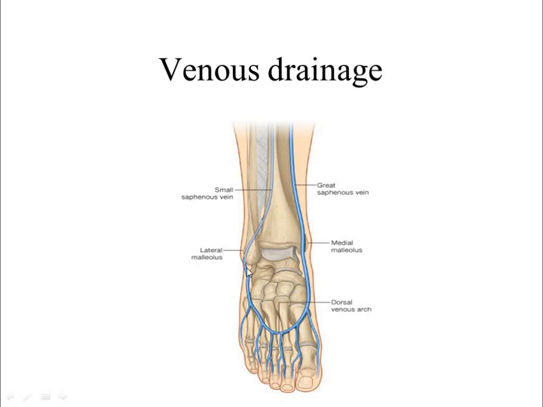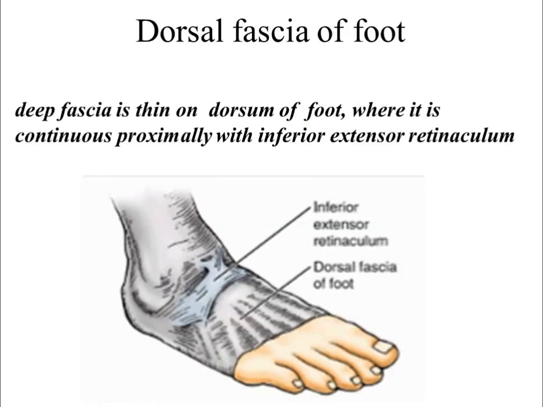On the lateral side, this lateral end of the dorsal venous arch joins with the lateral marginal vein to form the small saphenous vein behind the lateral malleolus. This is behind the lateral malleolus. Great saphenous vein is anterior to the medial malleolus. The small saphenous vein goes posteriorly in the back of the leg and ultimately drains into the popliteal vein.